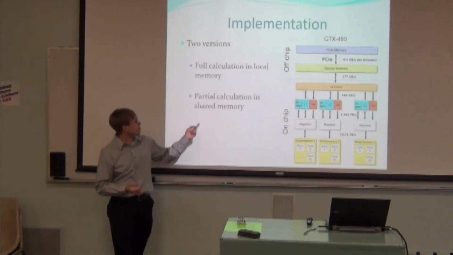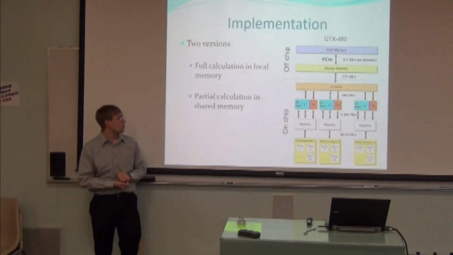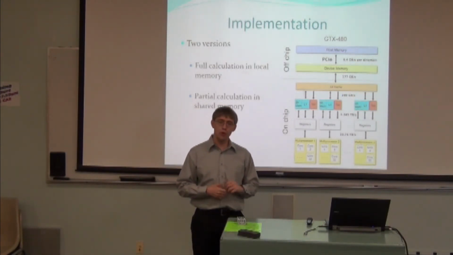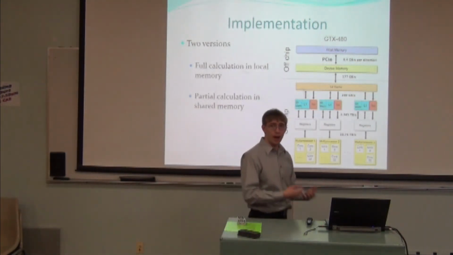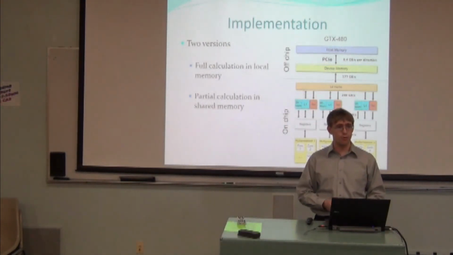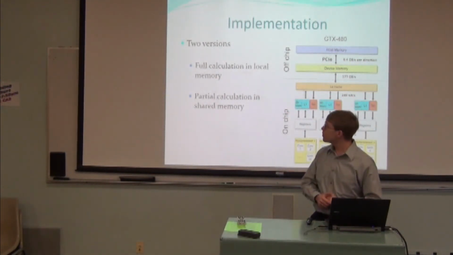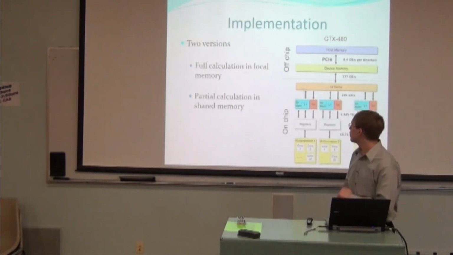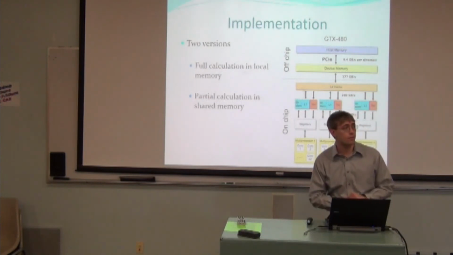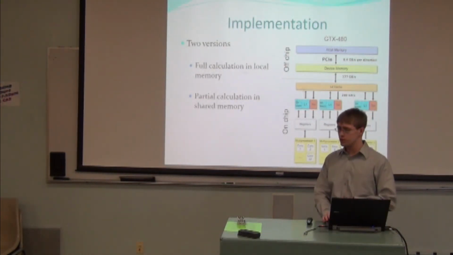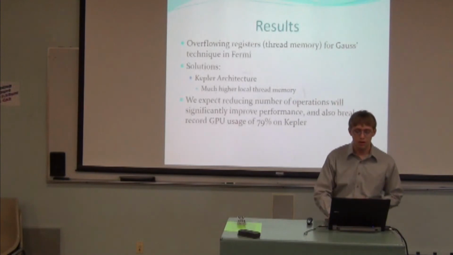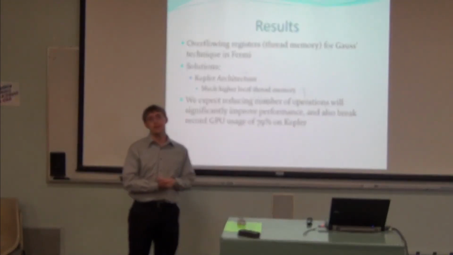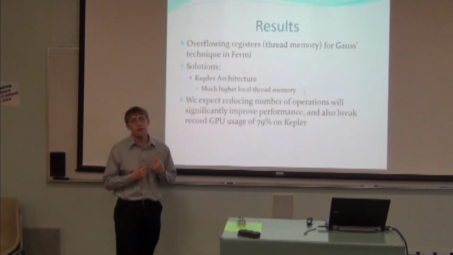The other way of doing this is a partial calculation in shared memory, which means that it does reach up into shared memory for a little bit of the data. So we're not sure which route will be faster. It depends on where bottlenecks show up. The full calculation in local memory will be faster if our bottleneck is bandwidth, but it will be faster to do part of it in shared memory if the bottleneck is computation, and we're not sure which one it's going to be.